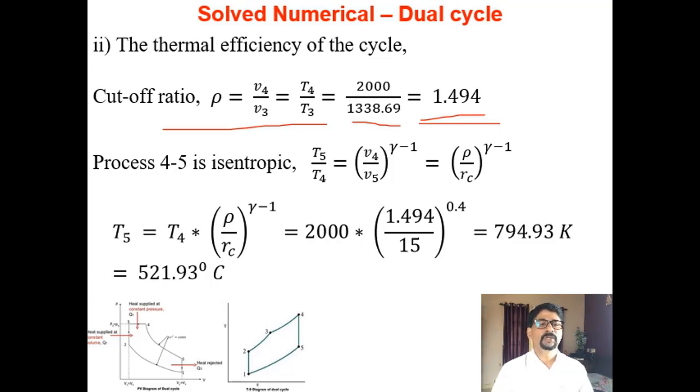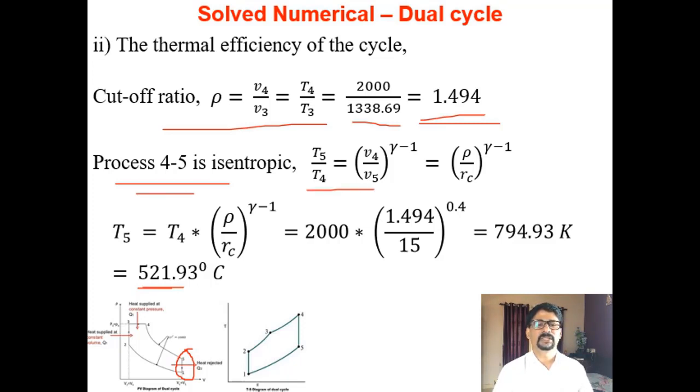Now 4 to 5 is the isentropic process, because my intention is to find out T5 here. I want to calculate the heat rejected during the constant volume process 5 to 1, which is nothing but Cv into T5 minus T1. So I want T5, and for that I am using process 4 to 5, which is isentropic.